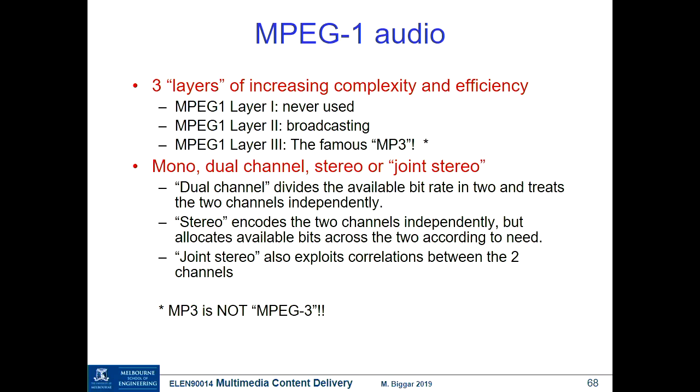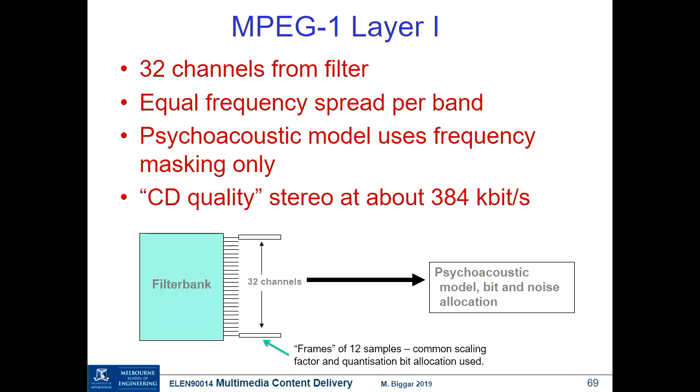And then this joint stereo mode is actually looking for correlations between the two channels. Okay, so what's the form of the codec? It's a psychoacoustic model-based coder. As we've described, this MPEG-1 layer 1 just had 32 channels from the filter.